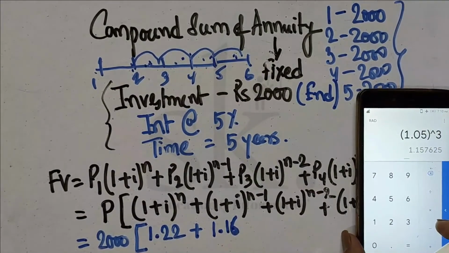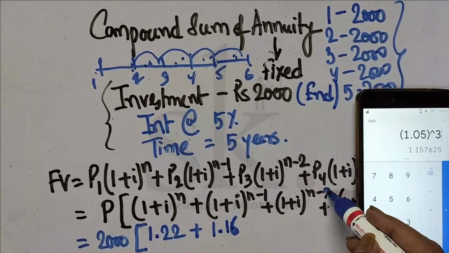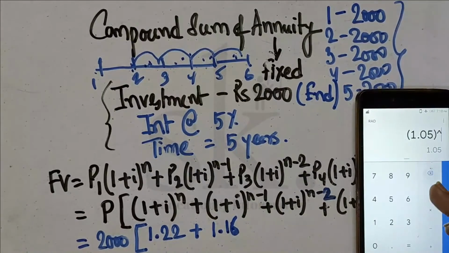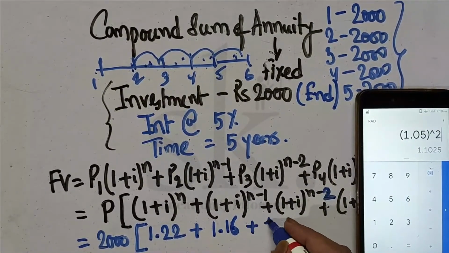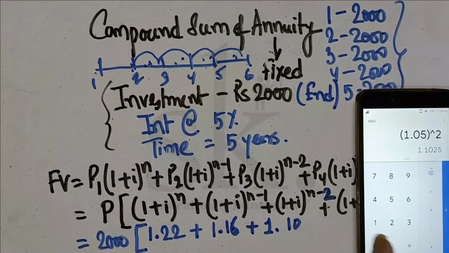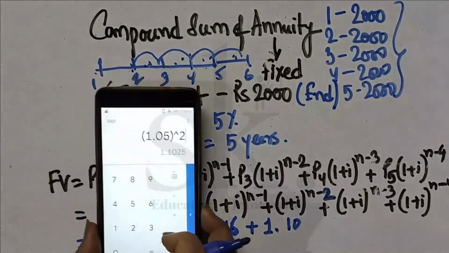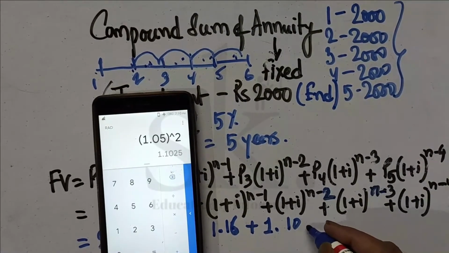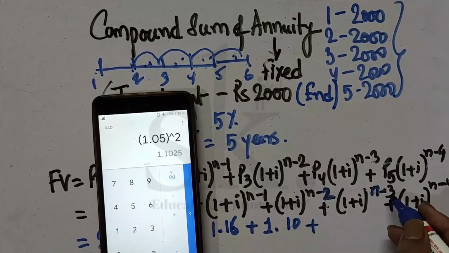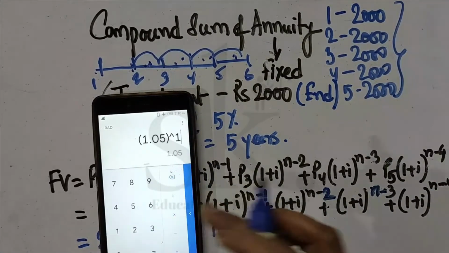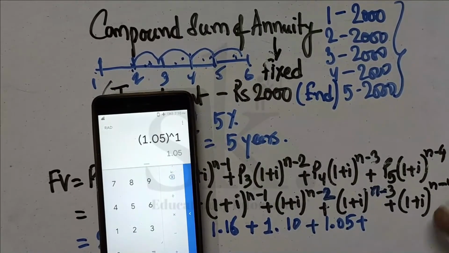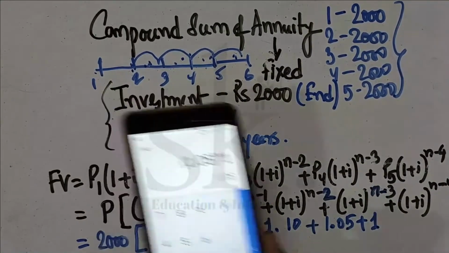The next is coming n minus 2. So n minus 2, that is 4 minus 2, so it's to the power 2, it's coming plus 1.10. Plus n minus 3, 4 minus 3, to the power 1 is 1.05, and to the power 0 is 1. So this is what we get.